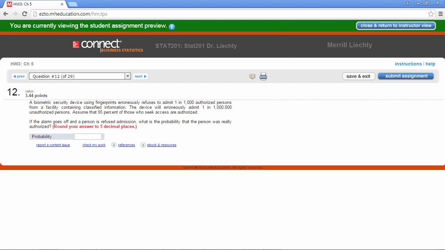So it reads, a biometric security device using fingerprints erroneously refuses to admit 1 in 1,000 authorized persons from a facility containing classified information. The device will erroneously admit 1 in 1,000,000 unauthorized persons. Assuming that 95% of those who seek access are authorized, if the alarm goes off and a person is refused admission, what is the probability that the person was really authorized?